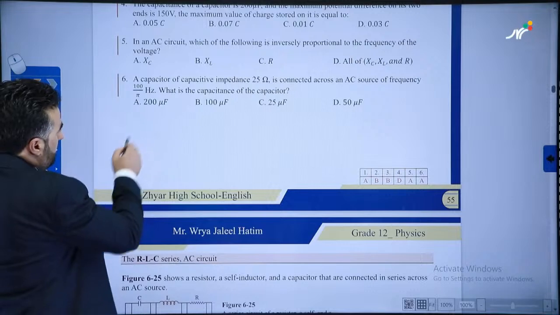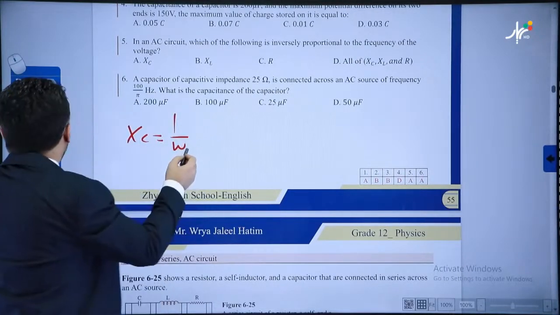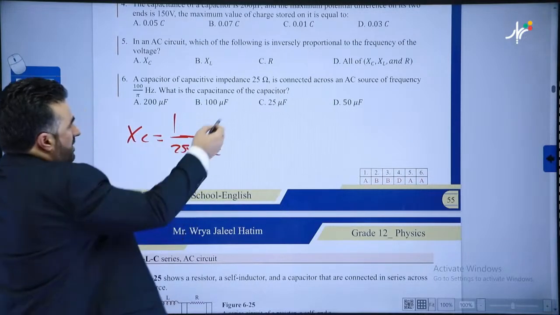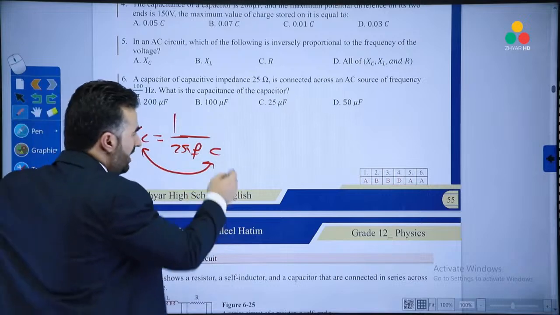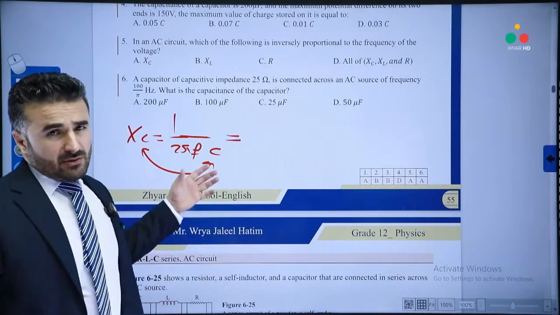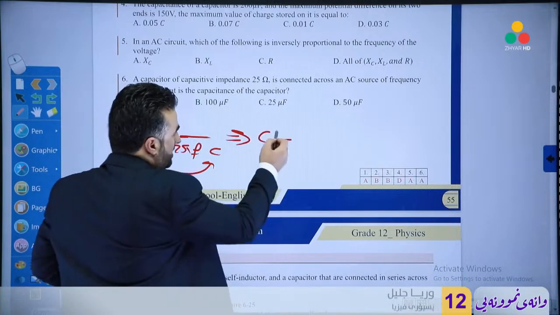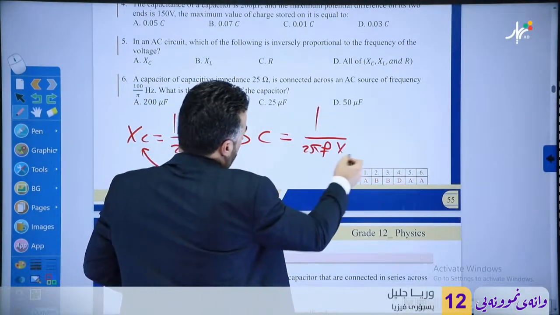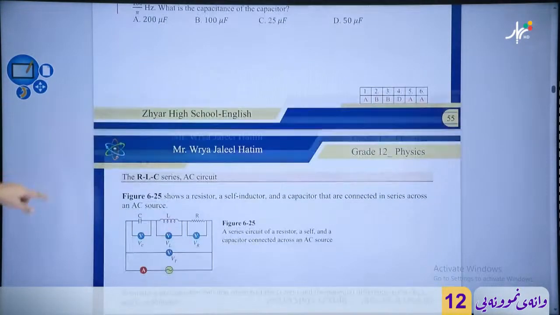Okay, so once again, we set XC equal to 1 over omega C, yeah? Since we have frequency, let's just go with 2 pi F C here. The question is about the capacitance of the capacitor. You can just swap this to here. How do I get this? You can use cross multiplication. Of course, you get this one here. So the capacitance of the capacitor is equal to 1 over 2 pi F, multiplied by XC. You do the math, of course, you will get the answer.